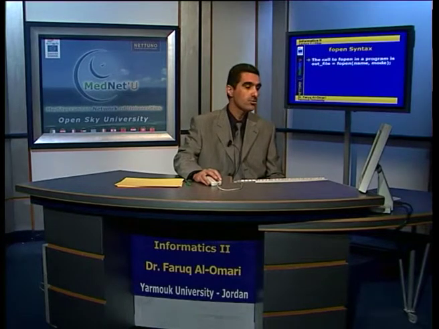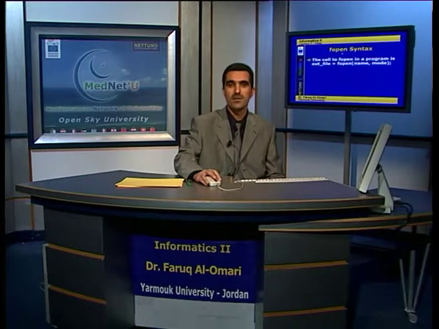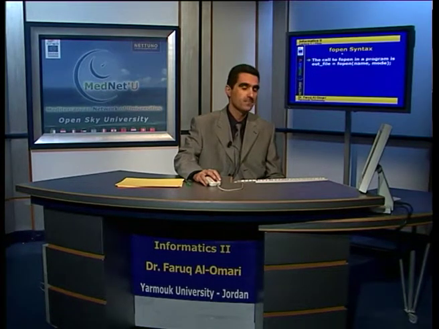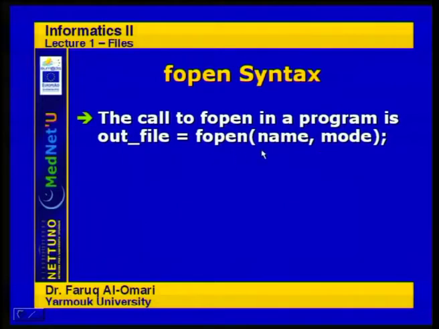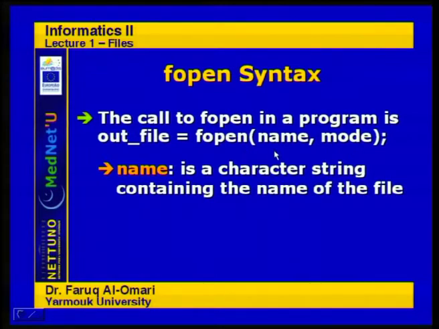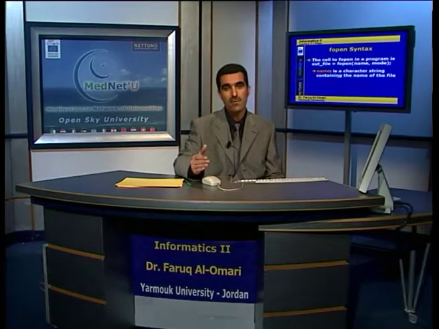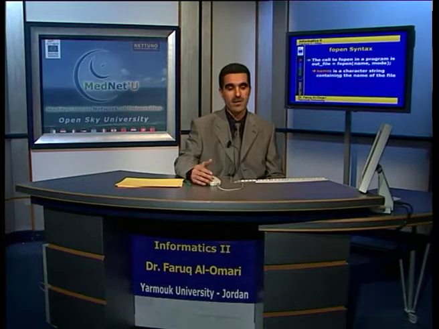Okay, how to open a file using this fopen function. The syntax for fopen. To call this function, we're going to use a statement like this: outfile, and that's a variable we declared ahead of time, equals fopen, and that's a call to this function. This function takes in between parentheses two arguments, name and mode. What is this name first? It's a character string containing the name of the file. So you have to provide to this fopen function the name of the file you're trying to access.